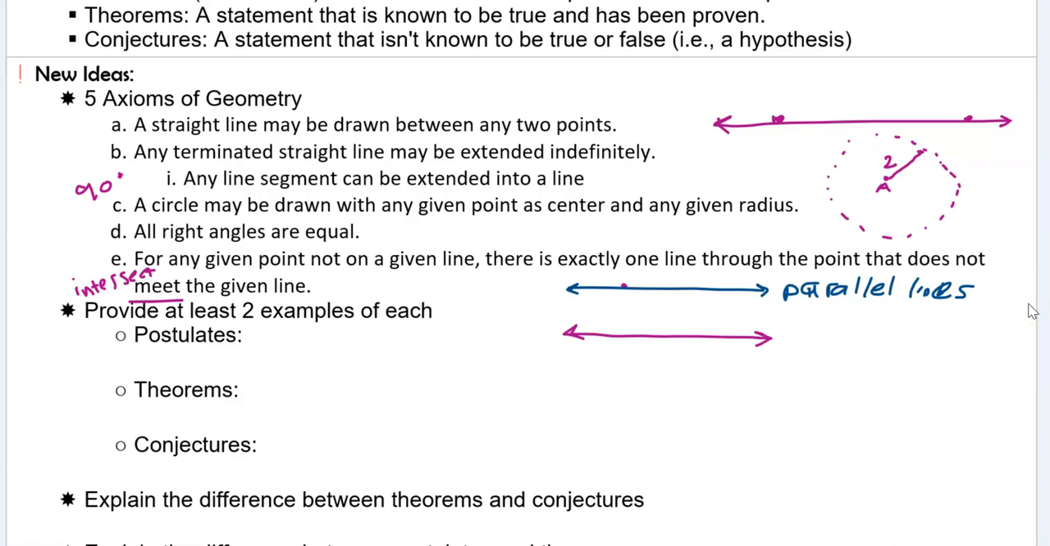With these 5 facts, we can make the rest of geometry. Now, one thing I want to say about these facts is that these are the axioms of Euclidean geometry.